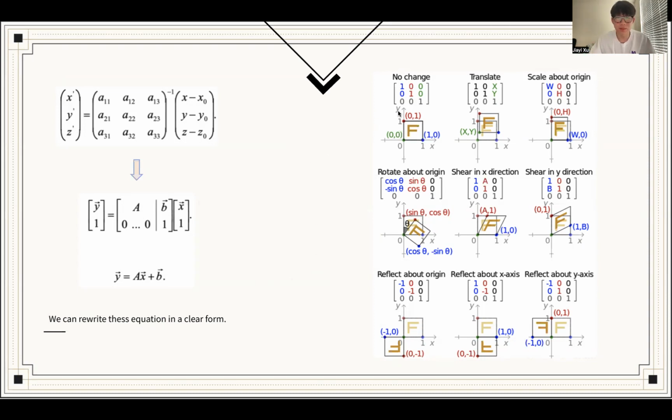And by changing the matrix, which represents the shearing shown in this picture here, this is the A matrix. So by setting it to some special cases, we can do translating, scaling, rotating, shearing, and reflecting, and many other things. Literally everything.